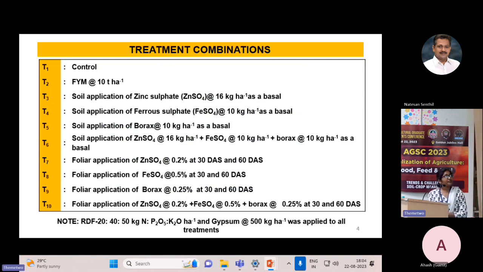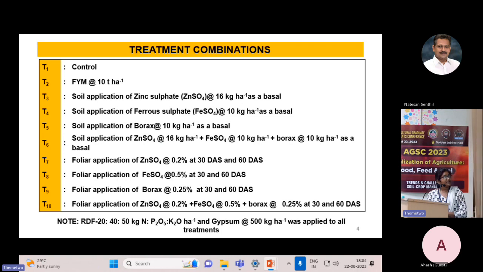And the treatment combinations: T1 is control, T2 is FYM at 10 tons per hectare, T3, T4, T5 is soil application of zinc sulfate, ferrous sulfate and borax at the rate of 16 kg per hectare, 10 kg per hectare and 10 kg per hectare respectively. Whereas T6 is a combination of T3, T4, T5.